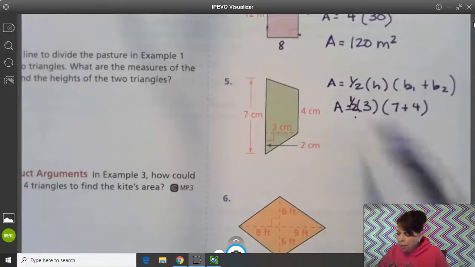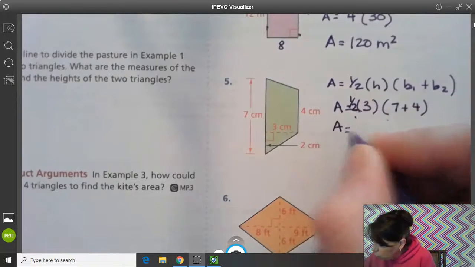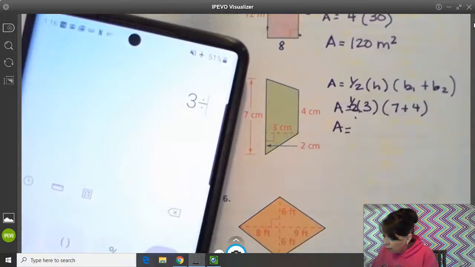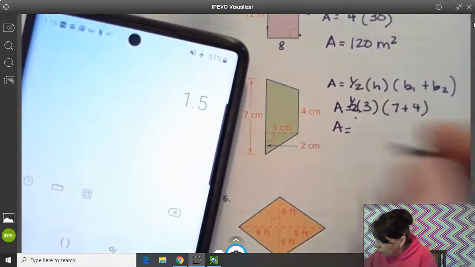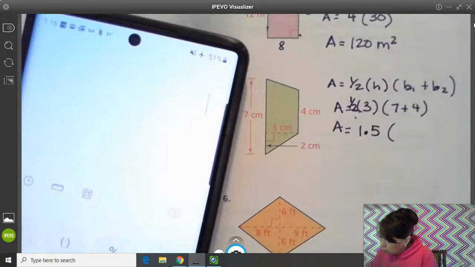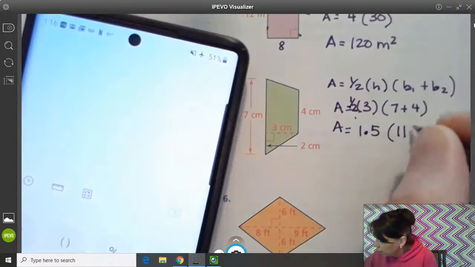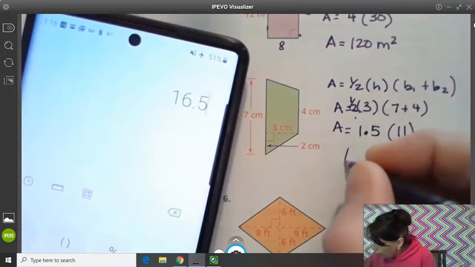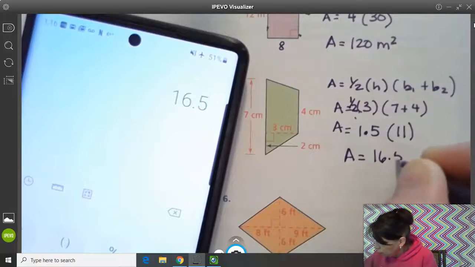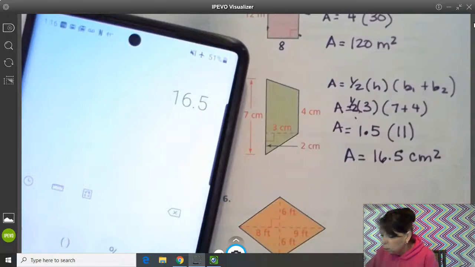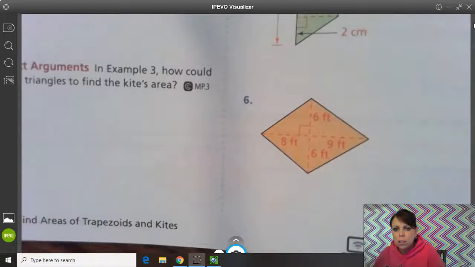So if you're comfortable with that, you could do that, and then you would have area equals, just so you guys see where I'm thinking, 3 divided by 2 to get half is 1.5. 1.5 times 7 plus 4, which is 11. So put that into your calculator. 11 times 1.5, area equals 16.5, and the unit of measure is centimeters squared.